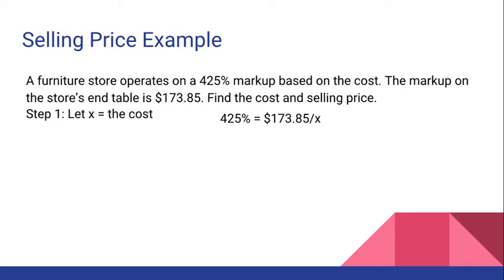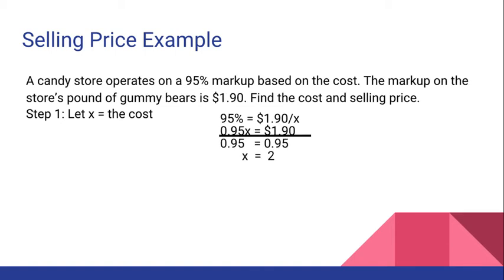Remember, we're going to take the markup rate and set it equal to the markup divided by the cost. Then I'm going to change my 95% to a decimal, and at the same time multiply both sides by x to get rid of that division by x on the right hand side. So I get 0.95x equals $1.90. Now I need x by itself, so I'm going to divide by 0.95 on both sides. When I divide 190 by 0.95, I get x equals 2. So that means the cost is $2 to the candy store for that pound of gummy bears.